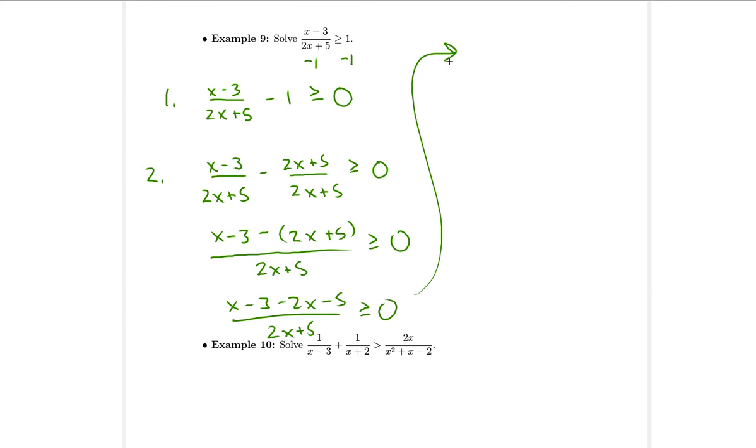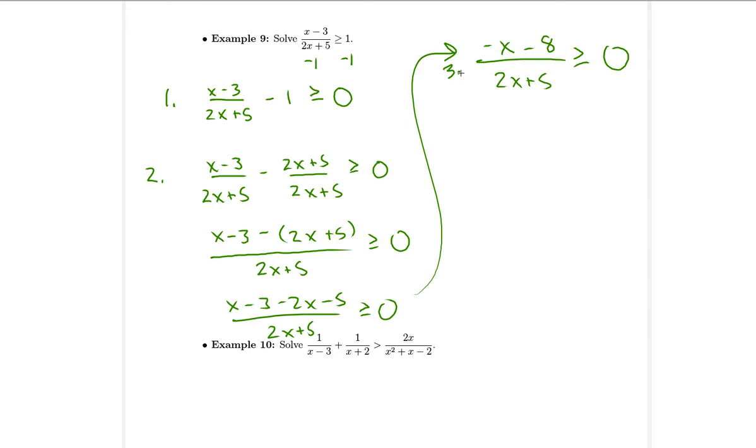Okay, so we're getting there now, but we need to simplify this over here. So I have a negative x, when I combine my x and my minus 2x, minus 8, all over 2x plus 5 is greater than or equal to 0. Okay, so now I've got it so the numerator and denominator are both factored. That's really where I'm at with step 3 right here.